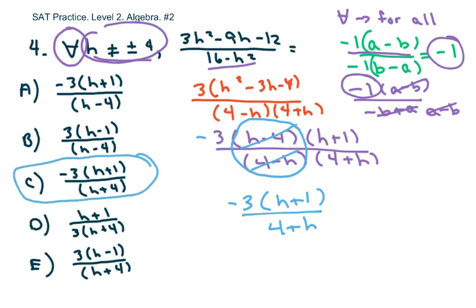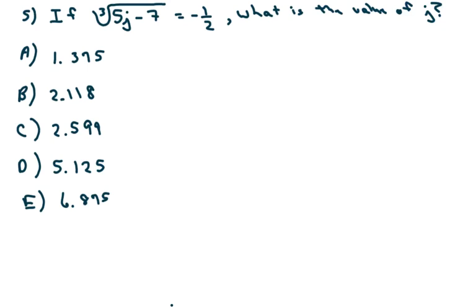Okay. The next one, it says if the cube root of 5j minus 7 equals -1/2, what's the value of j? So we just need to see what j is. So we use the golden rule of equations and just cube both sides. Okay. Anyway, so we're going to just take this equation and cube both sides.